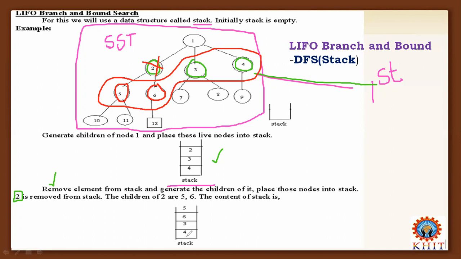Node 3 and node 4 are already available. Node 2 is to be removed. If node 2 is removed, the next node to be placed is 6, and the next node to be placed is 5. Students, in this way, I can arrange the values in the given stack.